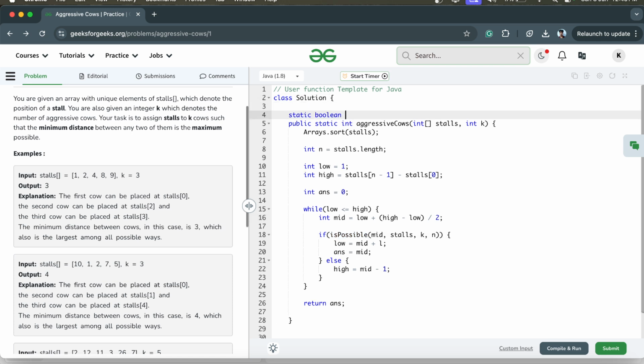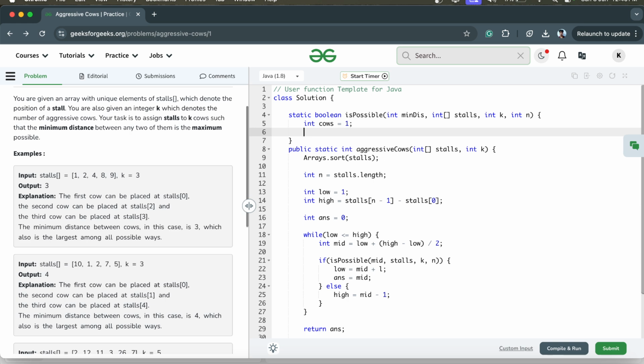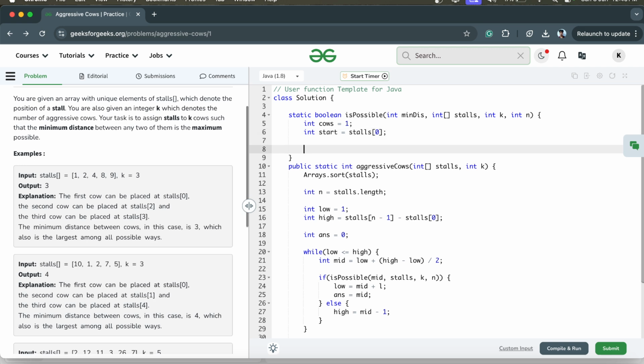Static boolean isPossible. The first is this min distance that we have, if it is satisfying. The second is stalls. Third is the cows, and last is the length of the array. The first cow is basically we will point at 0 location, so the cows is currently pointing at the first cow. We actually place it at the first location, right? So the cows count is basically 1. The second thing is, since we are keeping it at the first location, we get where we are currently at, start at 0, because there we keep our first cow, right?